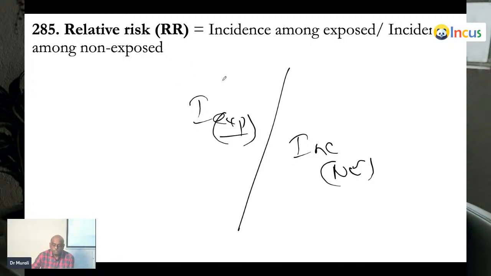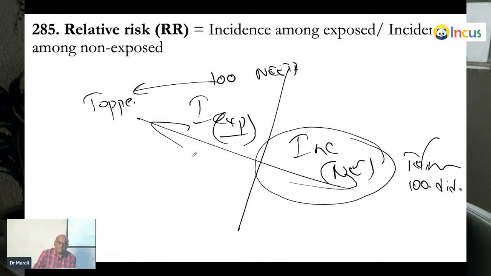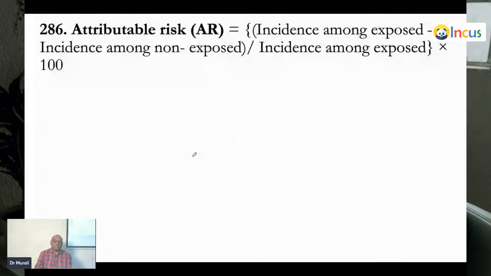So, 100 students took a NEETPG coaching. How many became toppers? 100 students did not take coaching. Still, how many became toppers? Incidence among non-exposed. This ratio will give you relative risk. That is, if you take coaching, what is the risk of getting a seat in NEETPG? Is getting a seat in NEETPG a risk? Kind of risk. Because life is screwed up as a postgraduate.